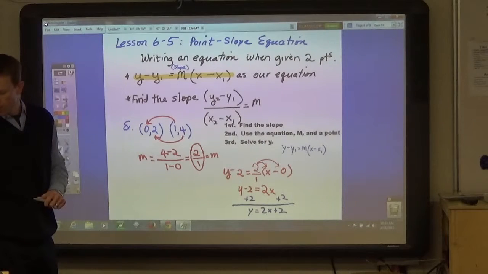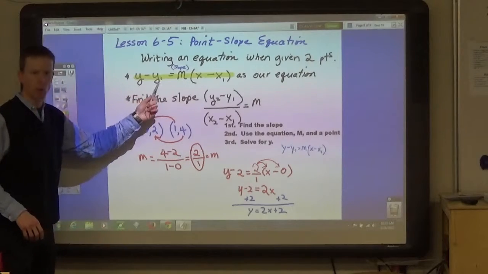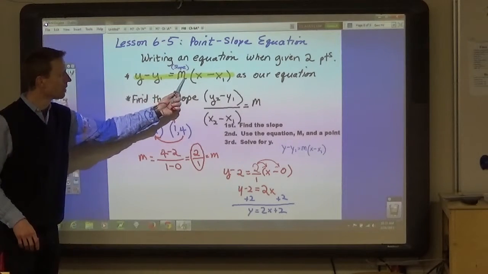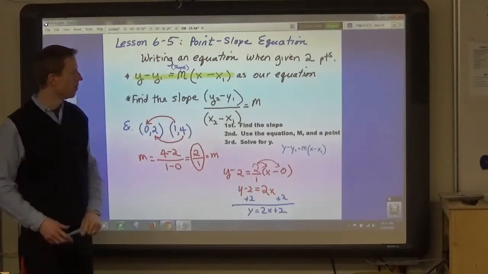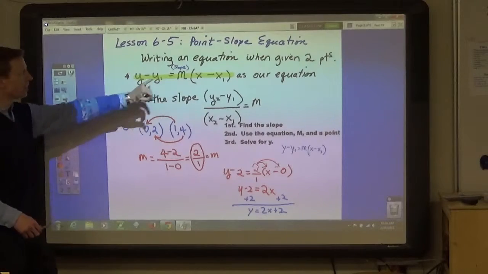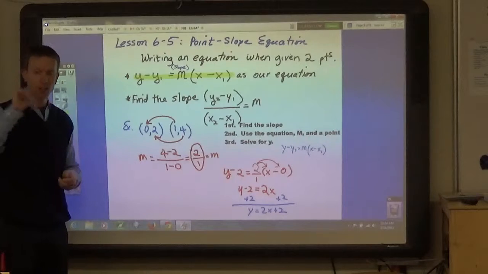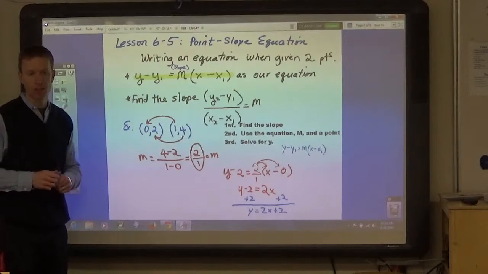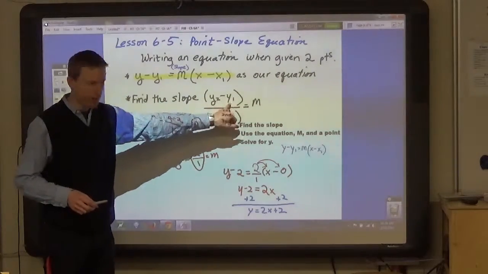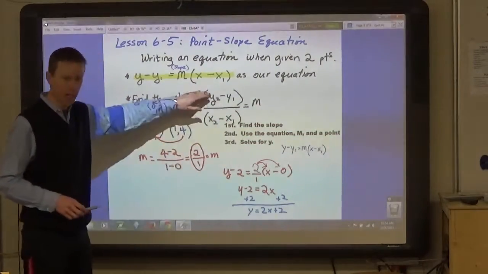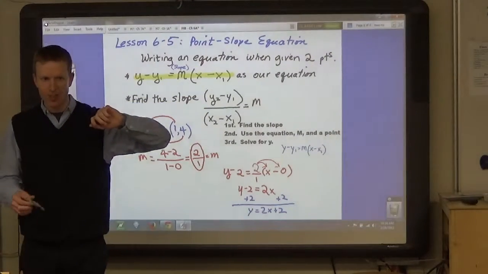Now, let's look at this equation. y minus y1 equals m times x minus x1. The first thing you'll need to find is the slope. If you're given 2 points on a line, or a line on the equation, you can find the slope. You have to use the slope formula, y2 minus y1 over x2 minus x1. It's always the change in y over the change in x, right? You with me so far?